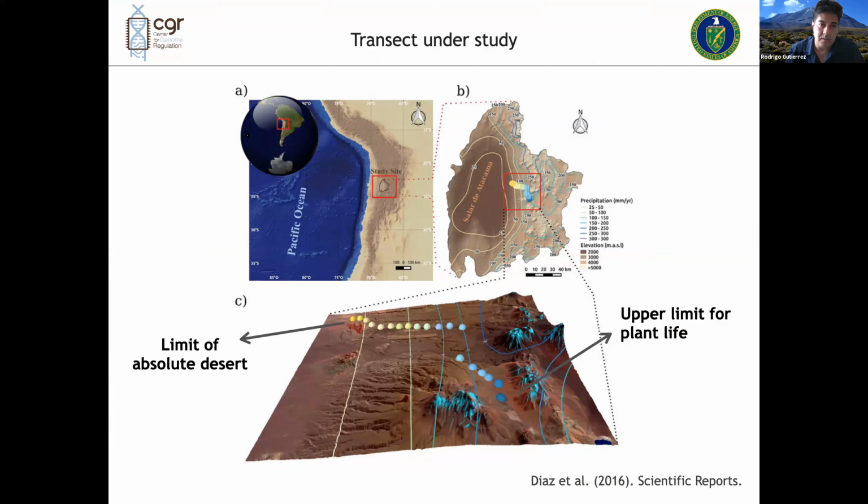Just to orient you, this is South America. We're working here in the north of Chile, where the hyperarid core of the Atacama Desert is found. And we're working on a transect east of the Atacama Salt Lake. As you go up into the mountains, there is more and more water available. If you go below this point, which is approximately 2,400 meters above sea level, there is just not enough water to sustain plant life. And this is what we call the limit for absolute desert conditions.